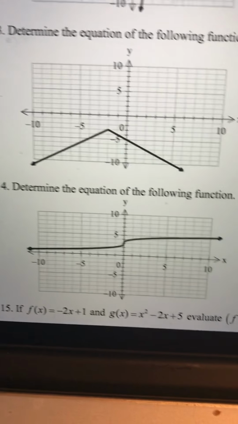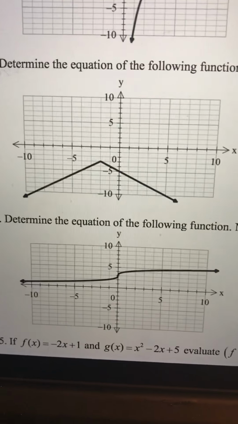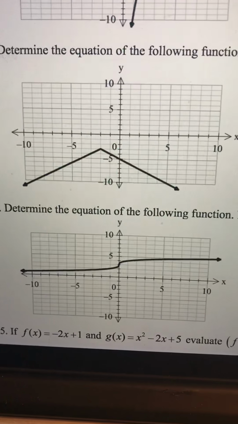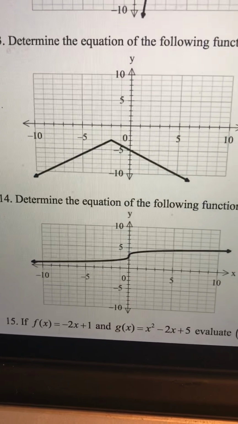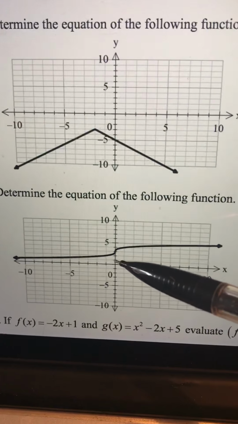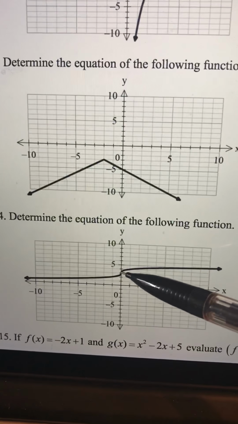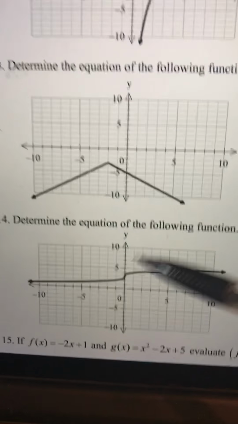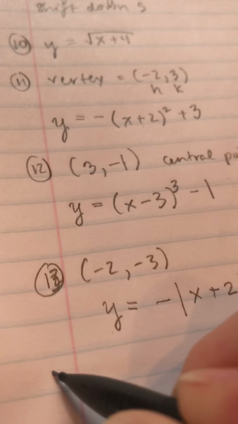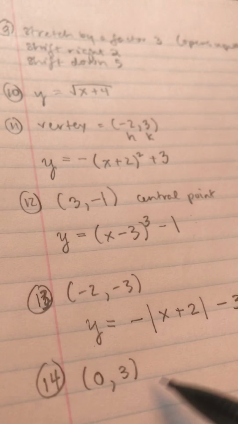All right, and one more of these, number 14. We've got the cube root. So the sideways shape like that, kind of a stretched out s, is your cube root function. And this one has its central point at y equals 3. So that's the point 0, 3. So this is number 14. All right, so 14, you've got 0, 3 as kind of the central point.